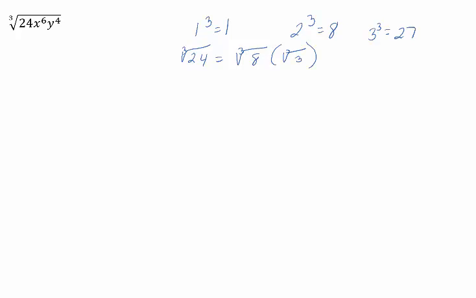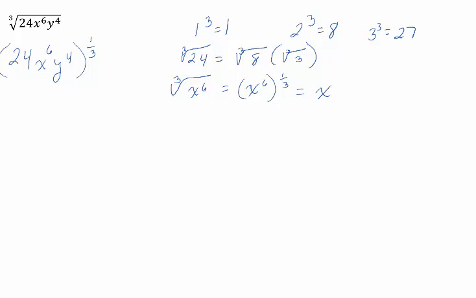Then x to the 6th, because this time we're dividing it by 3. What this actually also equals is x to the 6th to the 1/3. So this is a power to a power. So 1/3 times 6 is 2. So the cube root of x to the 6th is the same thing as x to the 6th to the 1/3. For a power to a power, you multiply the powers. So 6 times 1/3 equals x squared.